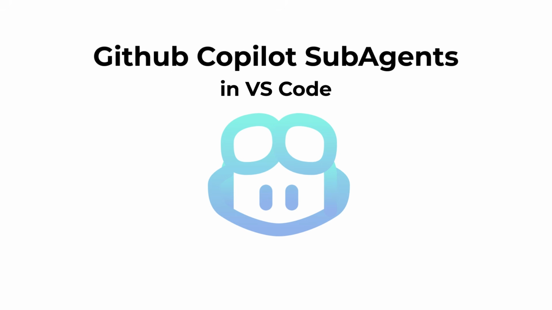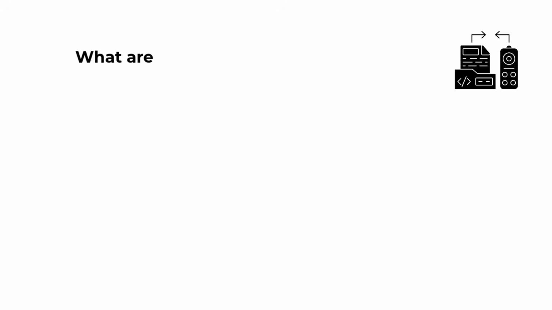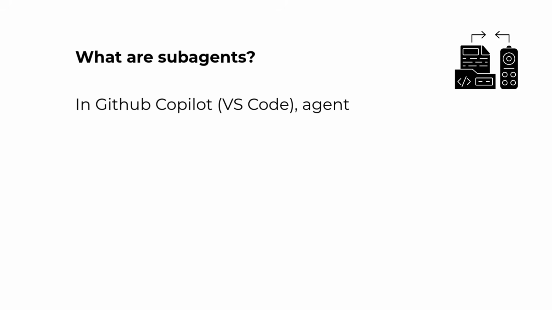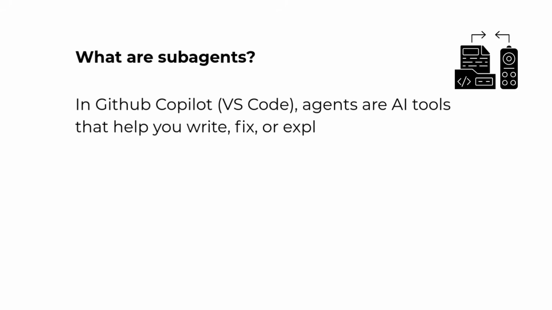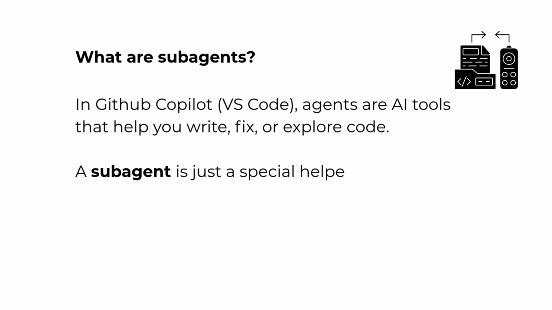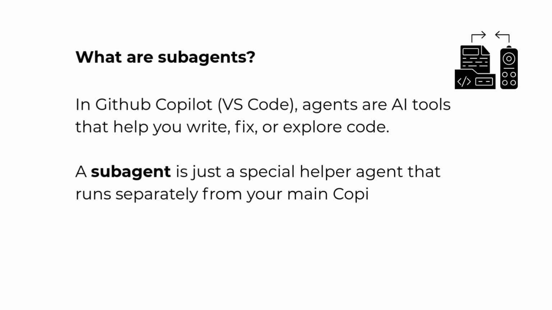GitHub Copilot SubAgents in Visual Studio Code. What are subagents? In GitHub Copilot, agents are AI tools that help you write, fix, or explore code. A subagent is just a special helper agent that runs separately from your main Copilot session with its own context.